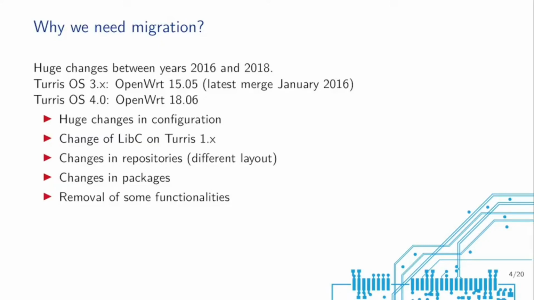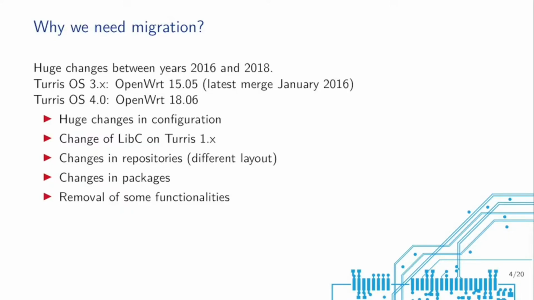That means pretty much 2018, almost 2019. So there is a huge leap, and this leap means that there were huge changes in configuration. We even changed the libc, so a basic component of almost all software that runs on the router was changed. On Turris 1.0 and 1.1 there was the original uClibc, and now we are using musl, the same libc as is on Omnia. This creates a lot of issues, of course, during the migration.